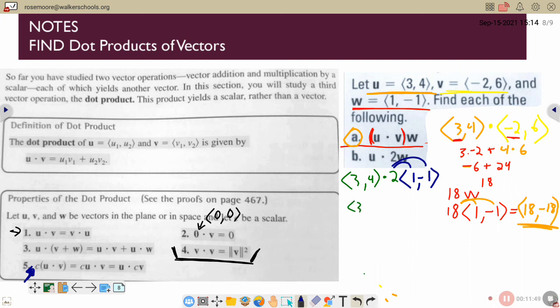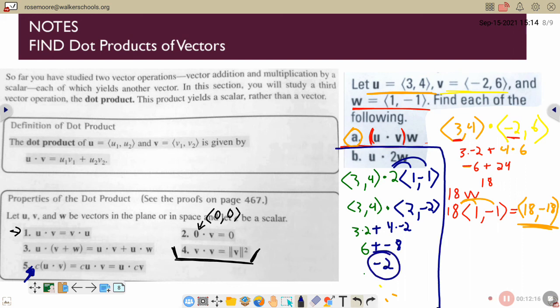So I'll have 3, 4 dotted with 2, -2. So I dealt with my scalar. Now I can do my x's times my x's, 3 times 2, plus 4 times -2, that's 6, plus -8. My answer is -2. All right, so that's the answer to B.